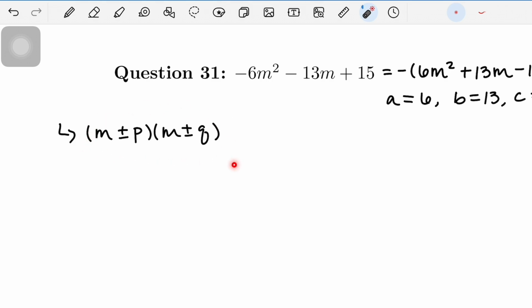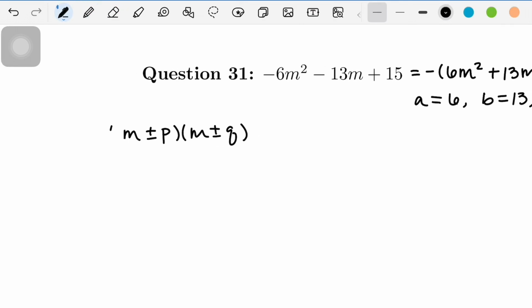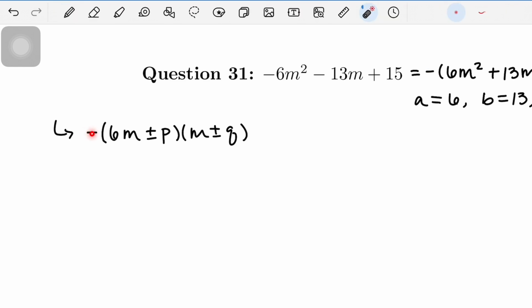The reason our factored form looks like this is because when we FOIL out, our first term is automatically going to give us this m squared. But we can't set it up that way in this case, because when we FOIL these out, our first term needs to give us a 6m squared. So we're going to rewrite this, putting a 6 in the first term here. And in this example, we still have this minus on the outside, so I'm just going to carry that along as we go through.